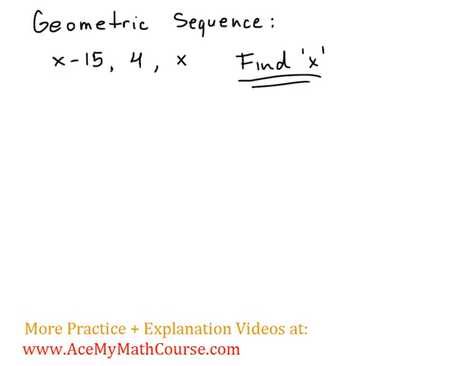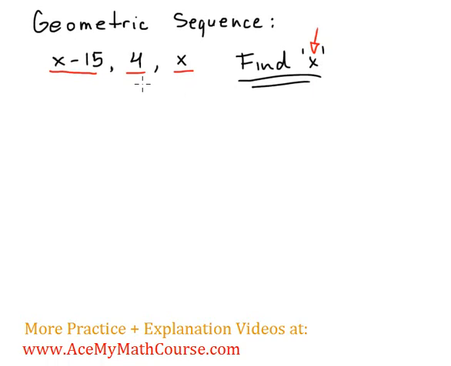Here we have a geometric sequence problem, and here are our first three terms, and we want to find x. How can we do that? Well, the first term is x minus 15, the following term is 4, the third term is x.